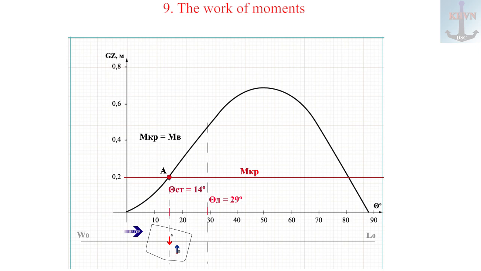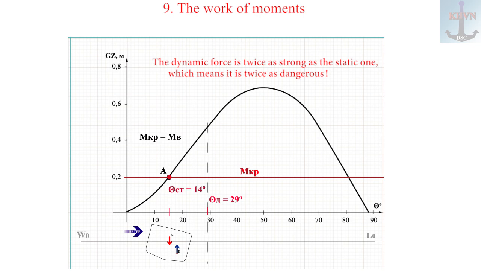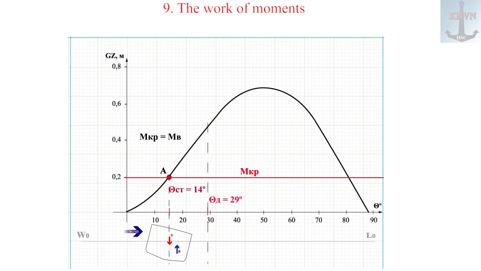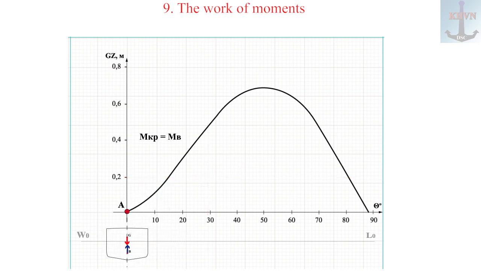The conclusion is simple and obvious: the dynamic force is twice as strong as the static one, which means it is twice as dangerous. In this example, we, for a given healing moment, found the angles of dynamic and static lists. In the inverse task, finding the healing moment, the dynamic list angle is first set. Then, by the position of the vertical line, according to the triangle equality rule, the healing moment is found.